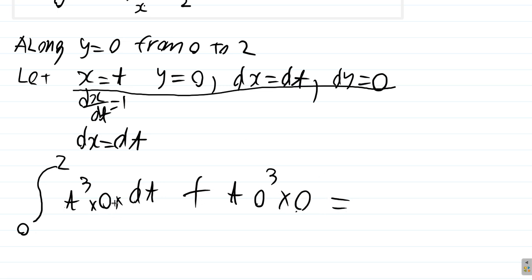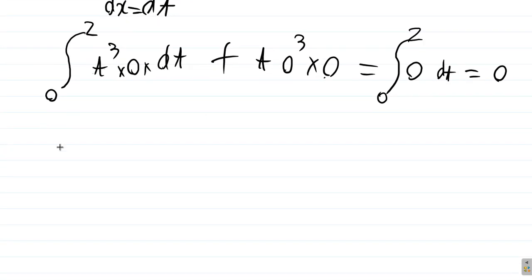So what's the integral here? You're integrating 0 plus 0, which is 0, from 0 to 2 dt. So the answer here would be 0, no matter how you take it. It's going to be 0. So this integral is 0. Alright.